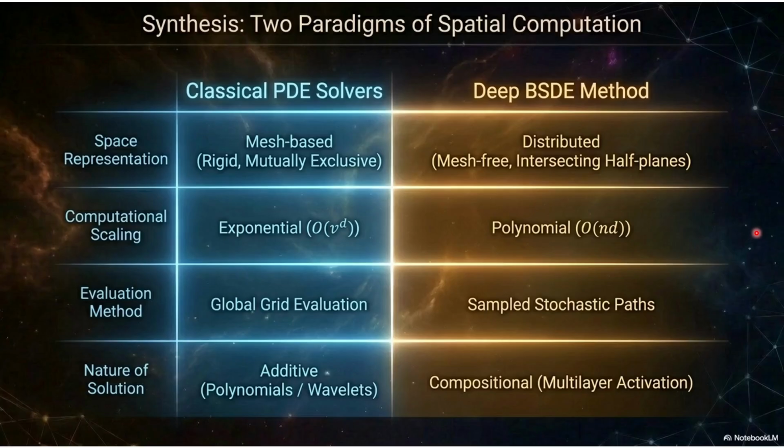To synthesize these two paradigms, classical PDE solvers use a rigid, mutually exclusive mesh-based representation, while the deep BSDE method relies on a mesh-free distributed representation using intersecting half planes. Classical computational scaling is exponential, but the deep BSDE achieves polynomial scaling. Evaluation shifts from global grids to sampled stochastic paths, and the nature of the mathematical solution moves from additive polynomials to compositional multi-layer activation.